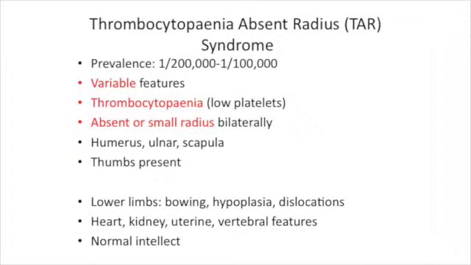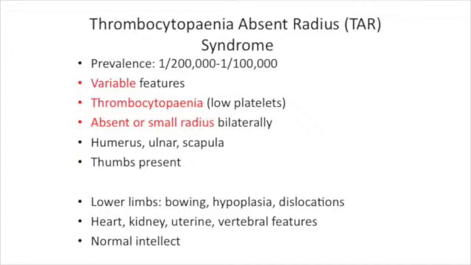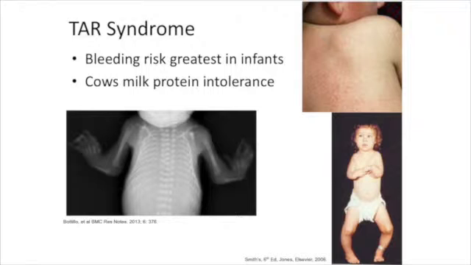So the third condition I want to talk about is referred to as TAR syndrome. Thrombocytopenia refers to low platelets, and platelets are important for clotting in the blood. So the two classic features are low platelets and a small or absent radius on both sides. So that's the thumb side bone in the forearm. But other bones can be affected, and the thumbs are usually present. It can also involve the lower limbs, and there can be other organs involved, and usually intellect and development is normal. So this just shows you some examples of children with TAR syndrome.